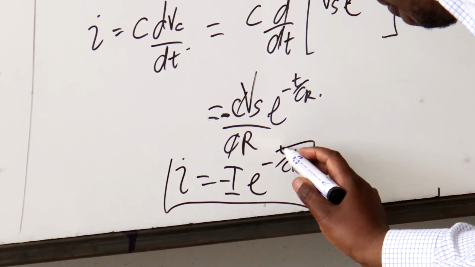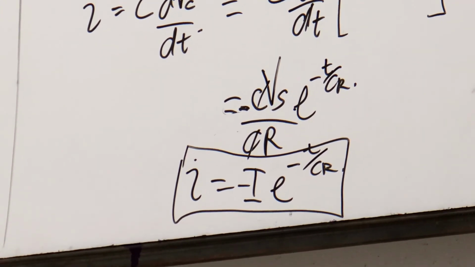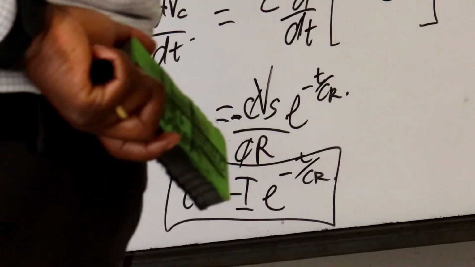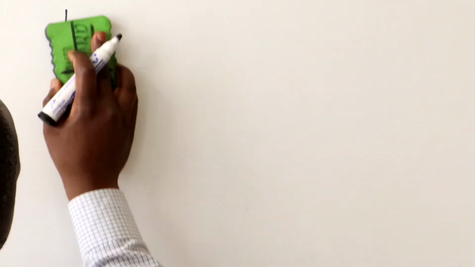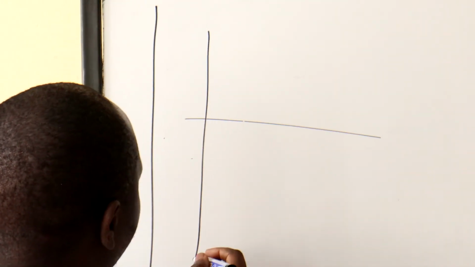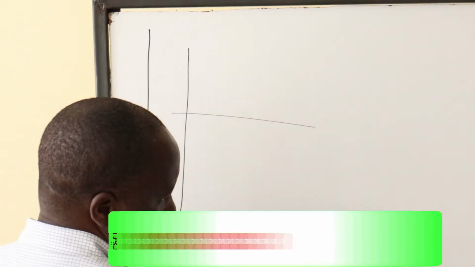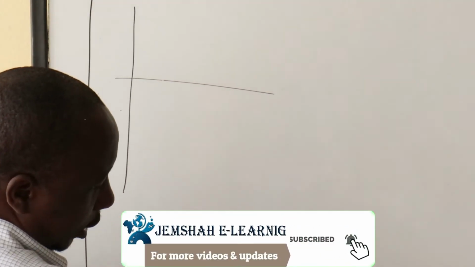This minus means that we are discharging the capacitor. And when you plot that, our curve is going to look this way. That's a minus. We're going through a minus, we're coming towards 0. So we shall be having our current. When t is supposed to be 0, then I is supposed to be maximum.